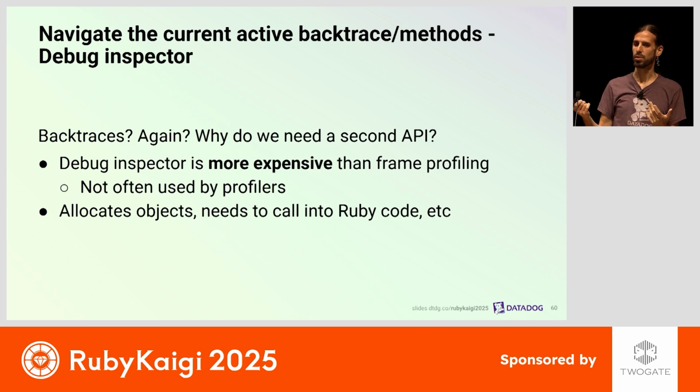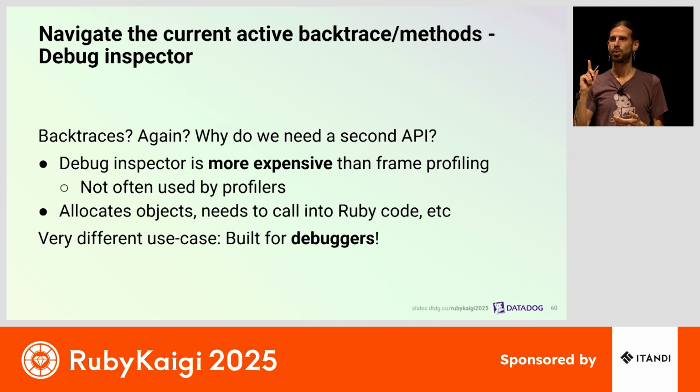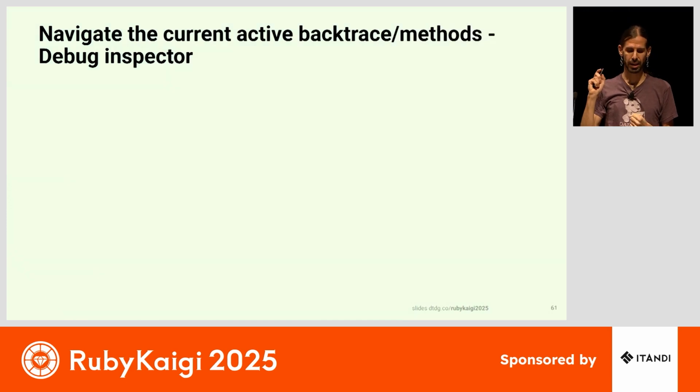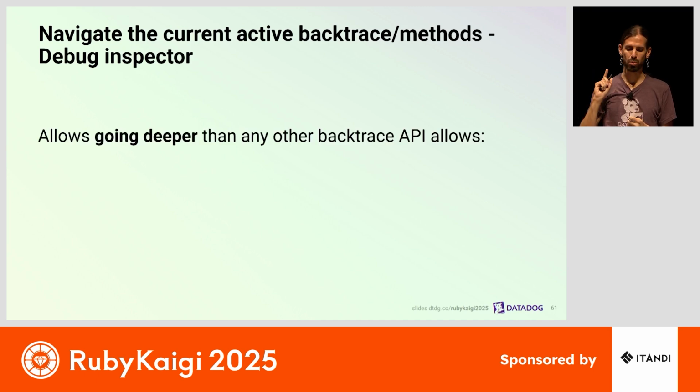So why is it useful? It's useful because it's built for a very different use case. It's built for debuggers. The key thing about the debug inspector is that it allows you to go deeper than any other backtrace API allows in Ruby. Whereas with the previous API I was saying it's the same thing as backtrace locations, the debug inspector is not the same thing as backtrace locations. It's much more powerful.